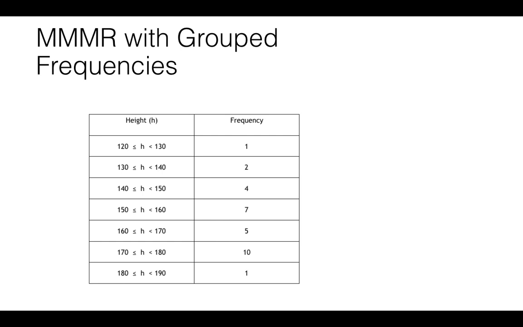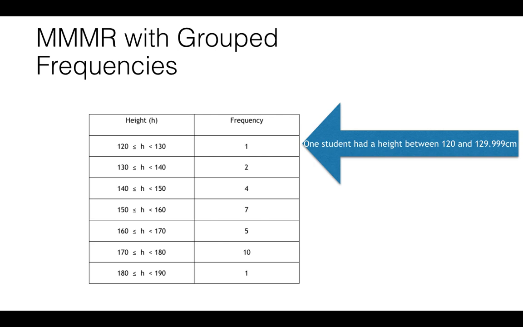Okay, and now we're on to our mean, median, mode and range with grouped frequencies. So we've done this with normal frequency tables before. Now we need to look at it with grouped frequency tables, and it is a little bit different. The main difference is, for the most part, we're having to estimate what the actual heights are.